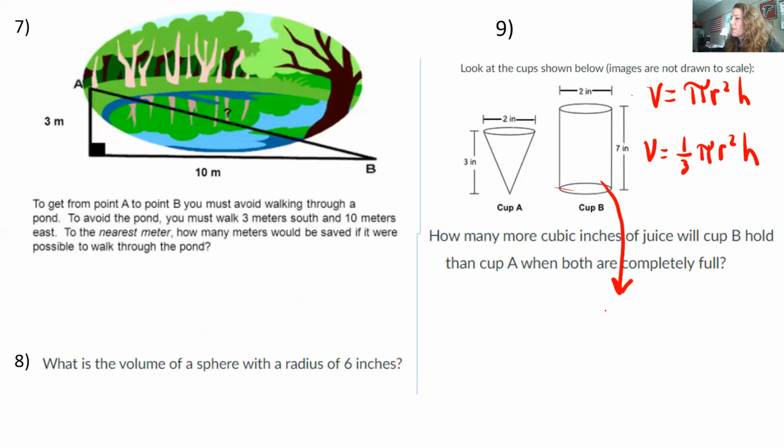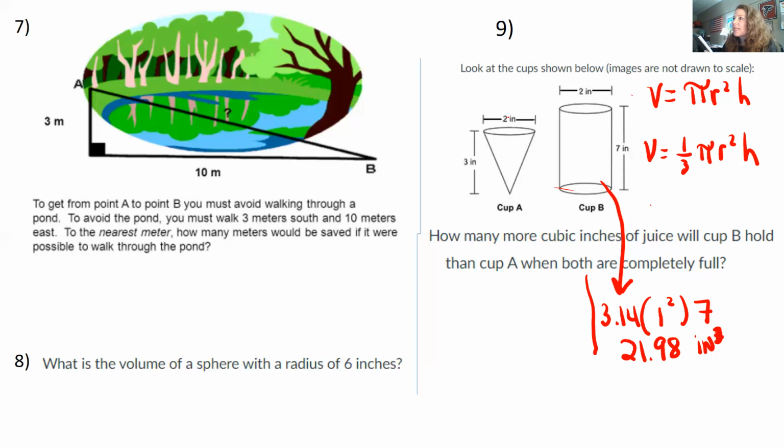So we're going to do 3.14 for pi times half of 2 is 1 because it's the radius squared. So 1 squared, which of course is 1, times the height of 7. So basically, it's 3.14 times 7, which is 21.98 inches cubed. Yes, volume. Anyway, now let's do the volume.